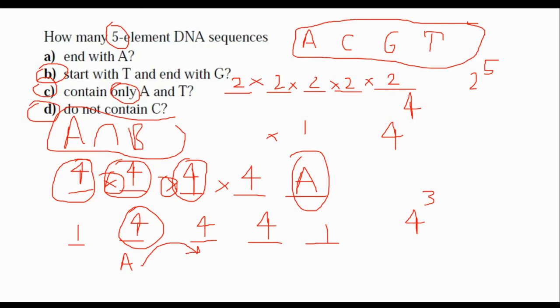Okay, last one, do not contain C. It means that forget about C. What are the possibilities now? Now, again, for each of these positions, I have 3 possibilities, so the answer for this one would be 3 power 5. So these are some basic questions that we can ask about counting, but in the final exam, for sure, we will have more complex ones.